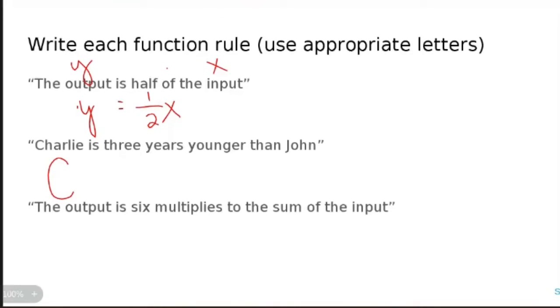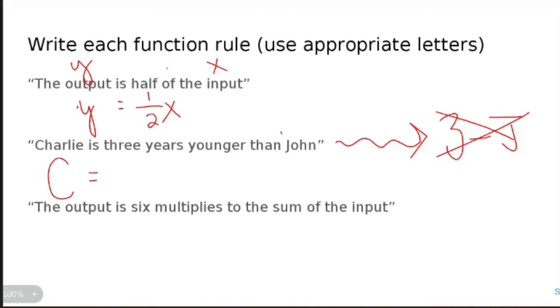Charlie, C for Charlie, is 3 years younger than John. Now let's do it wrong. You're going to be tempted to say 3 years younger than John. But that doesn't make sense, because what if John's like 30? Then you're basically saying Charlie is negative 27 years old. Well, that can't be right.